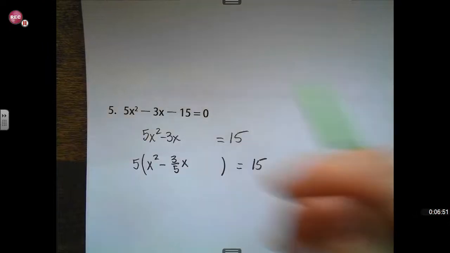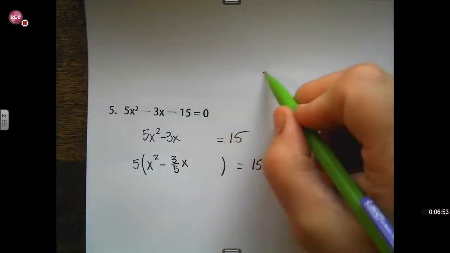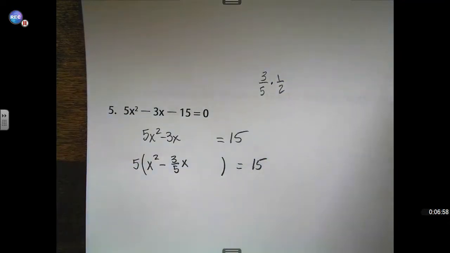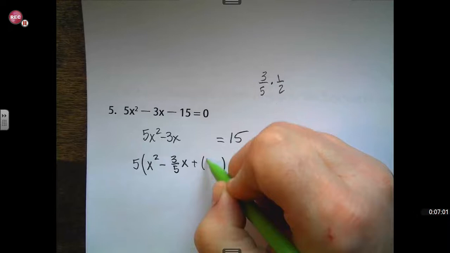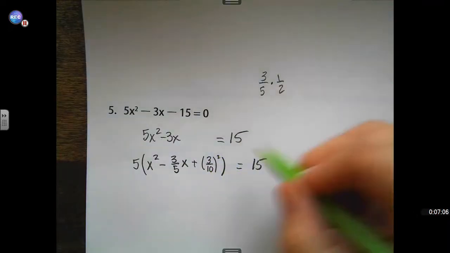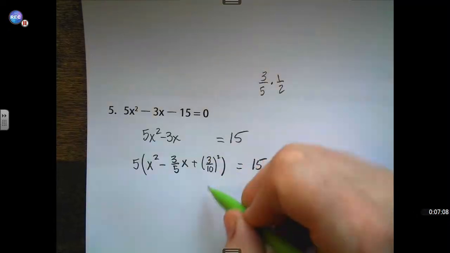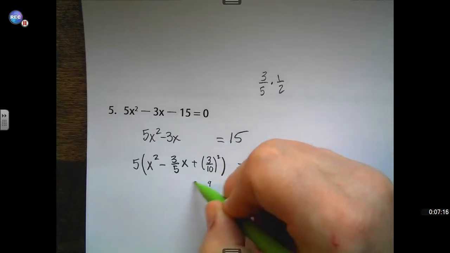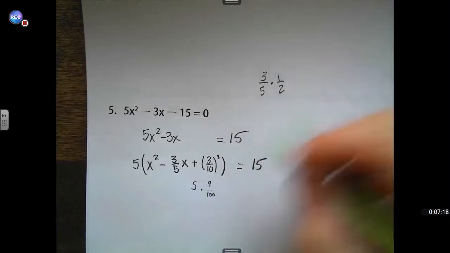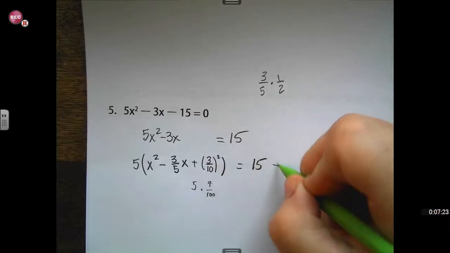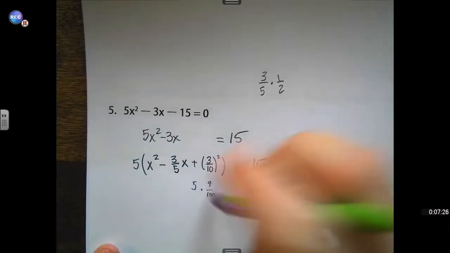And now when I take half of the coefficient there, half of 3/5 is 3/10. So plus 3/10, and I'm going to square it in there, okay? Which means that in those parentheses, I'm adding 9 over 100. When it comes outside of those parentheses, it's going to get multiplied by 5, which means I'm really adding 9 over 20. So I add 9 over 20 over here.